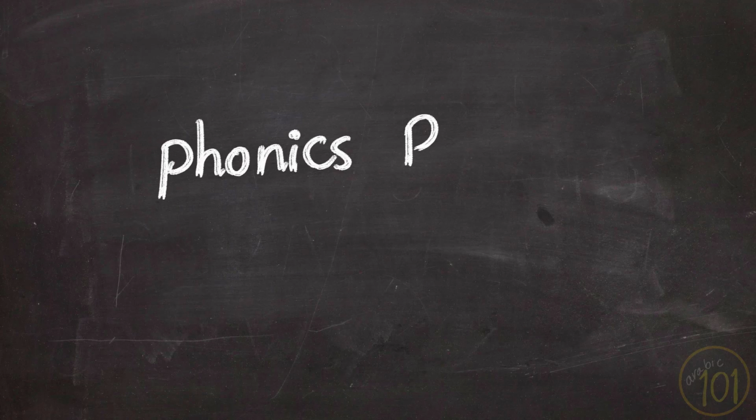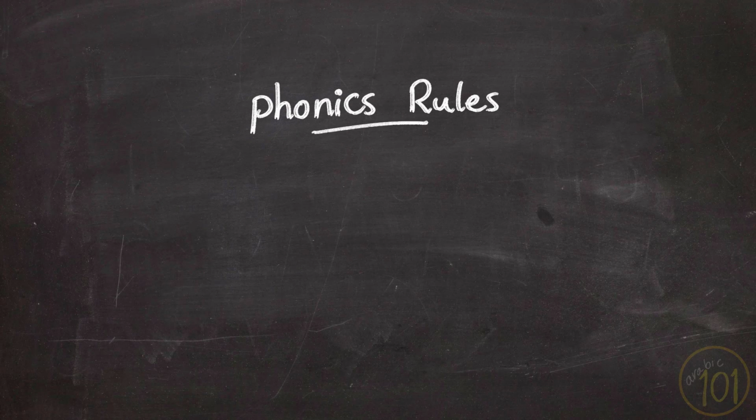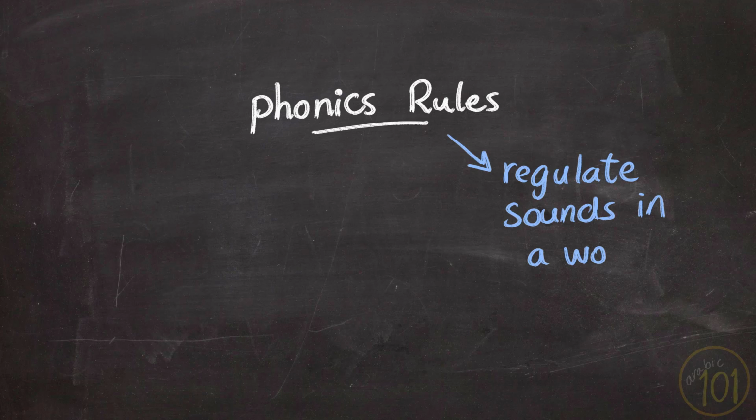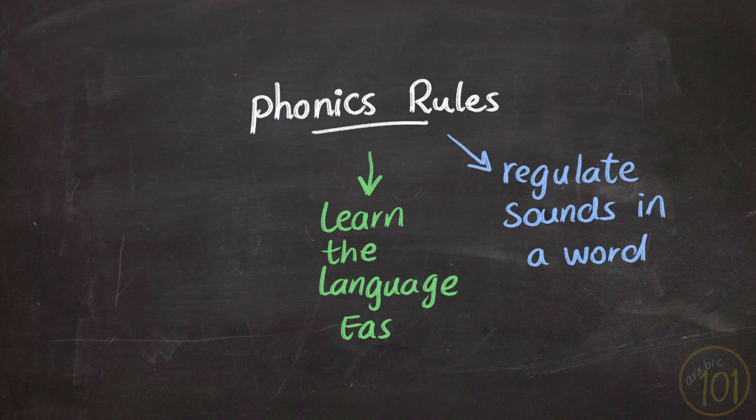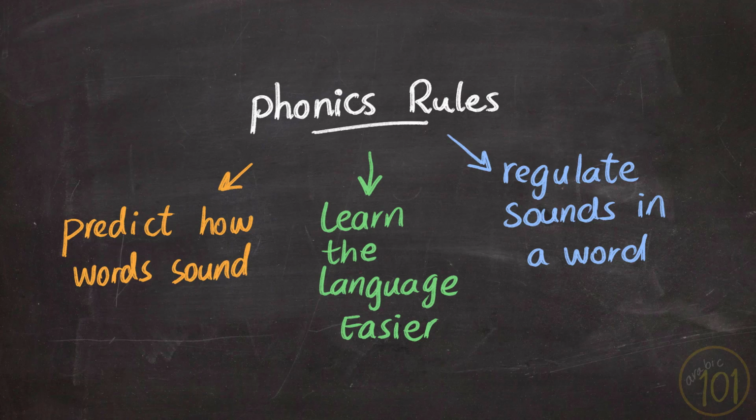Phonics rules are a set of rules that regulate where some sounds occur and how they are arranged in a word. Knowing these rules for a certain language can make learning that language much easier, since it helps you predict how a word would sound even without knowing the word.